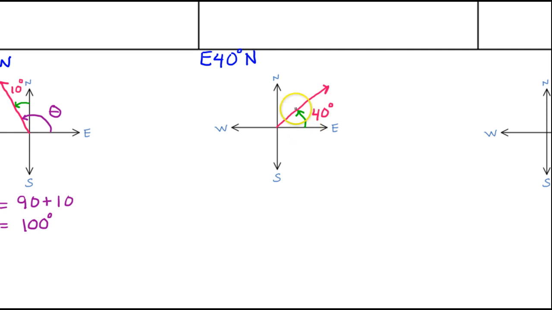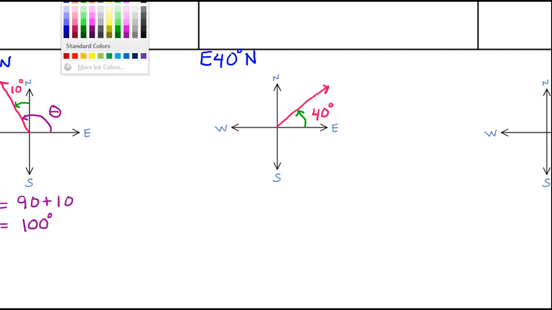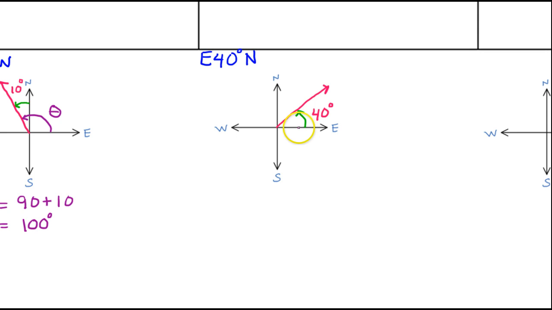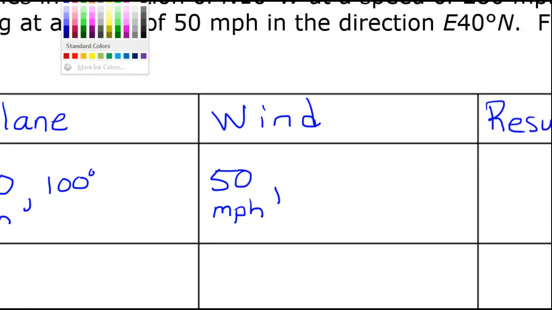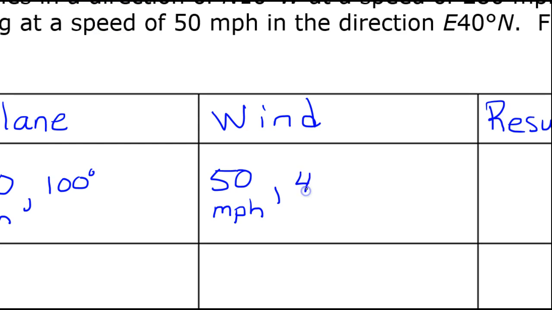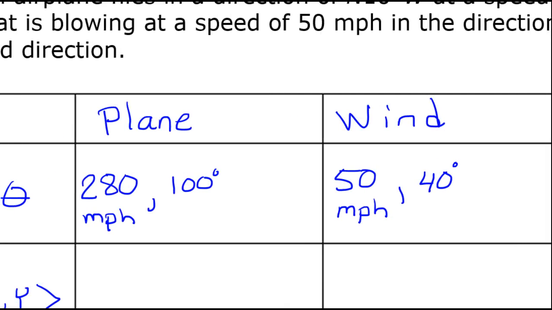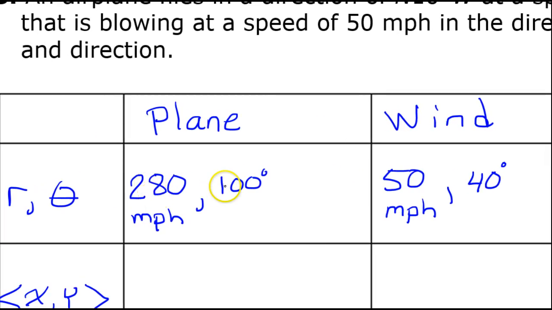Now, we need an angle that is measured from the positive x-axis, but as you can see, if I measure this from the positive x-axis, that's what I already have, 40 degrees. So I don't need to change this to any other number. I don't need to add 90 or anything like that. I can just record the 40 degrees as it is. Okay, so look what we've done. We found the magnitude and direction for both vectors.